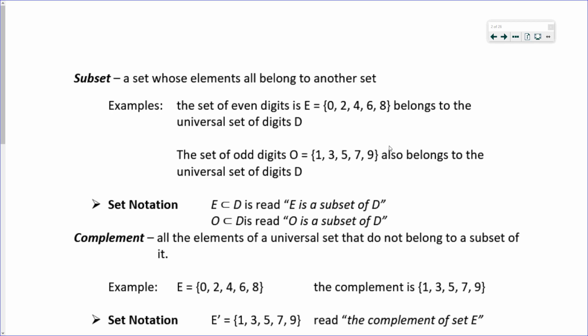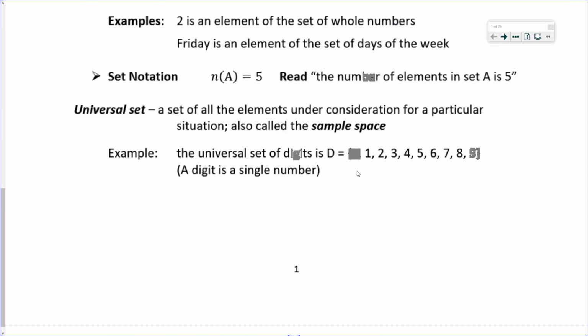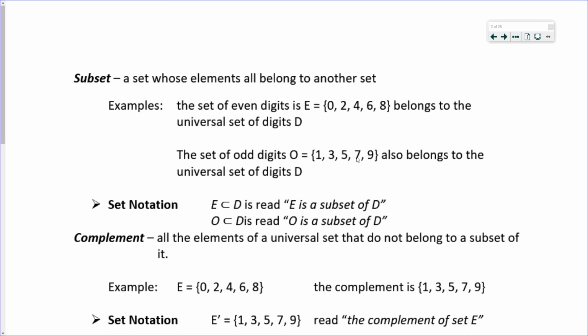If we talk about a subset, a subset is a set whose elements belong to another set. So for example, the set of even digits is E, which is 0, 2, 4, 6, 8, and belongs to the universal set of digits D. Just to go back a page, this was my universal set, the numbers 0 to 9. And so within that, I have the 2, the 4, the 6, and the 8. So my E is a subset of D. Or I could say the set of odd digits, O, which is equal to 1, 3, 5, 7, and 9, also belongs to the universal set D.